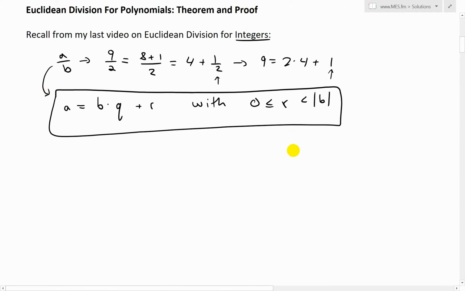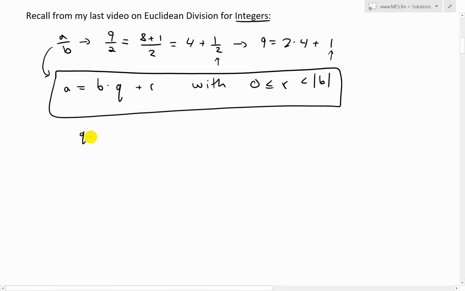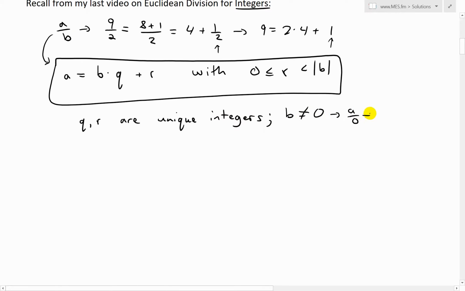So this is what we get when we divide, and again q and r are unique integers, as I explained in my earlier video, so make sure to watch that. I'll put a link in the description below. So these are unique integers. And also we have b is not equal to 0, so we don't have a divided by 0, which is undefined.